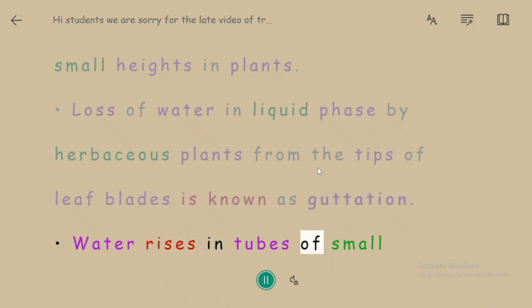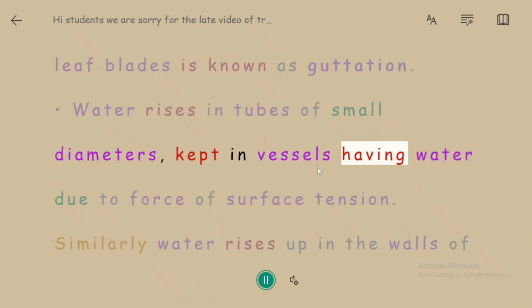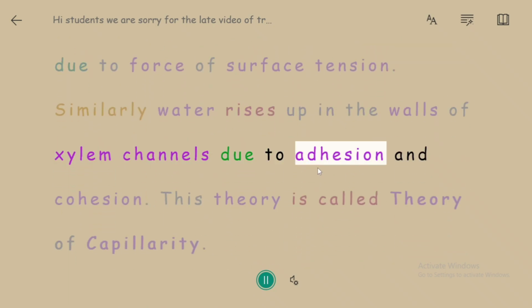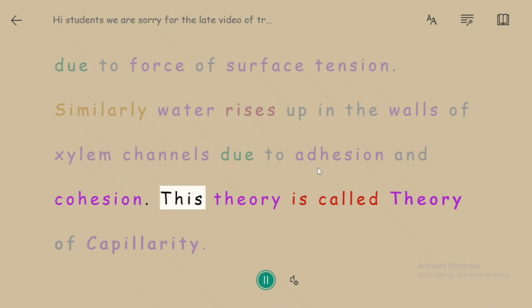Water rises in tubes of small diameter, kept in vessels having water, due to the force of surface tension. Similarly, water rises up in the walls of xylem channels due to adhesion and cohesion. This theory is called the theory of capillarity.